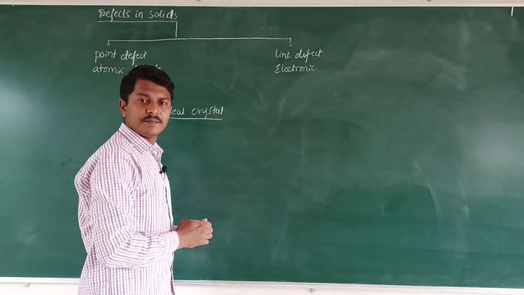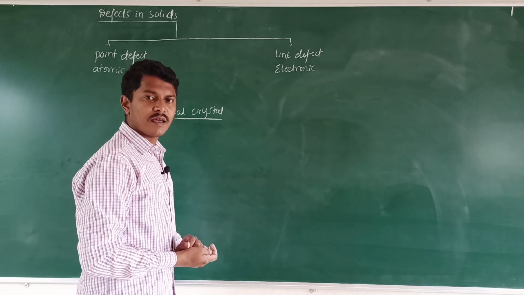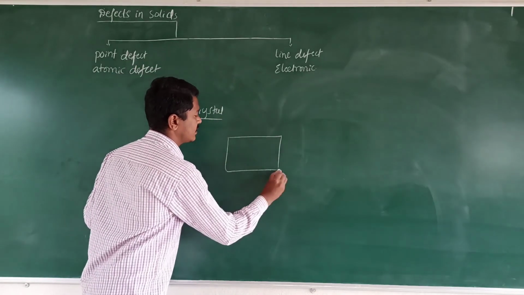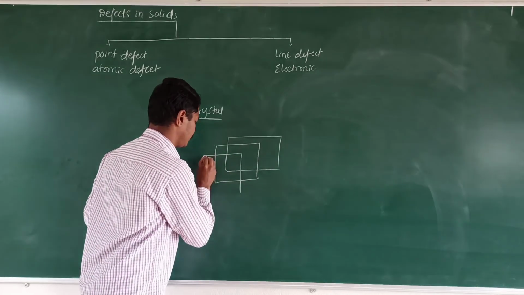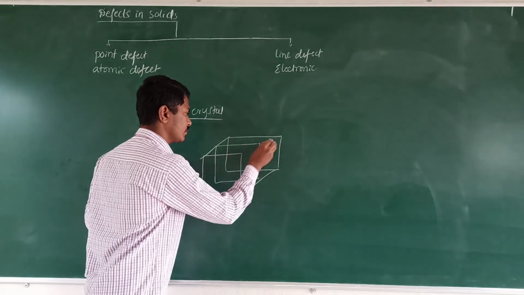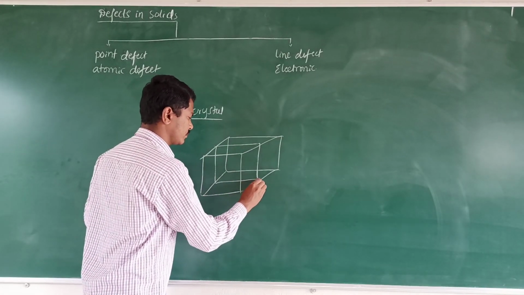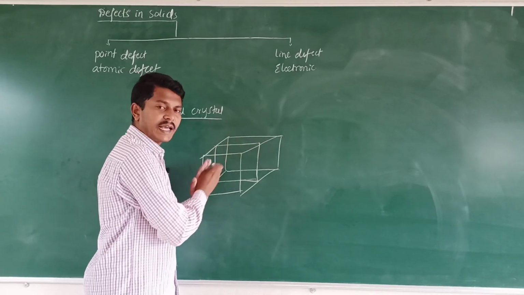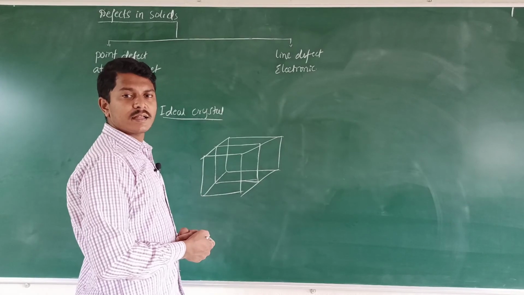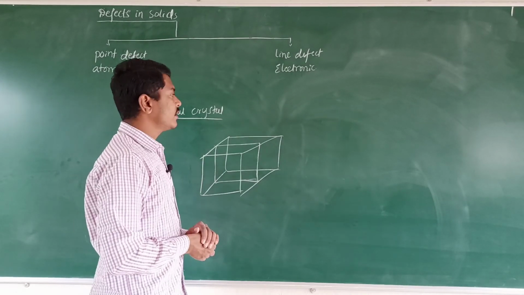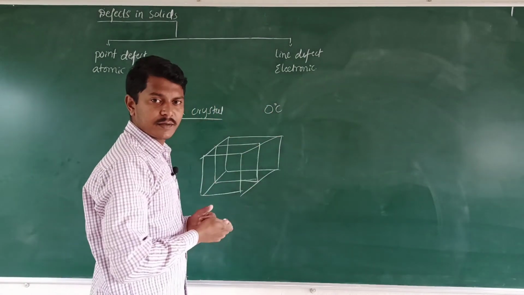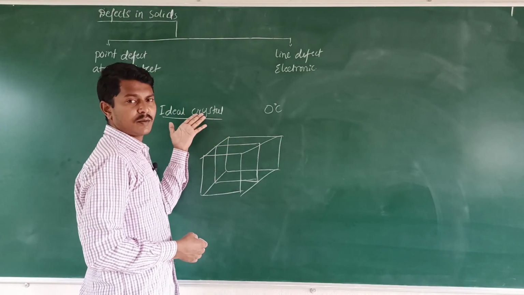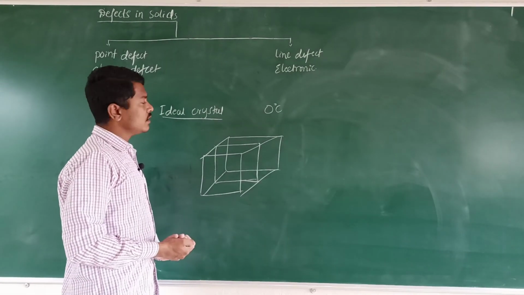The crystal having the same unit cells and the same lattice points throughout the crystal, like this. This is the crystal. Having the same unit cells and same lattice points throughout the crystal is called an ideal crystal. But this ideal crystal exists only at 0 Kelvin. At a very low temperature, a crystalline solid behaves as an ideal crystal.